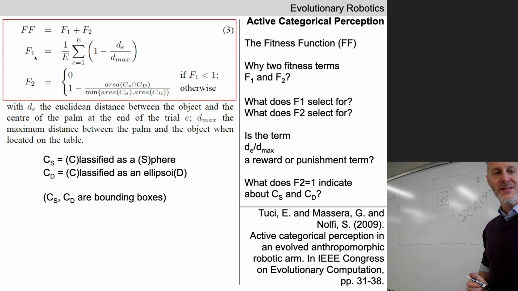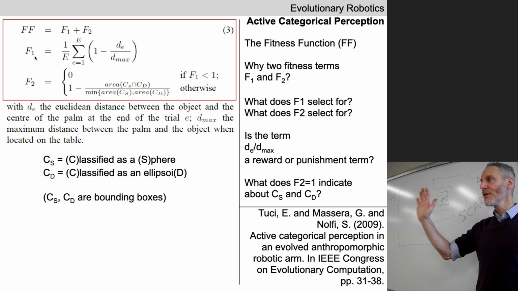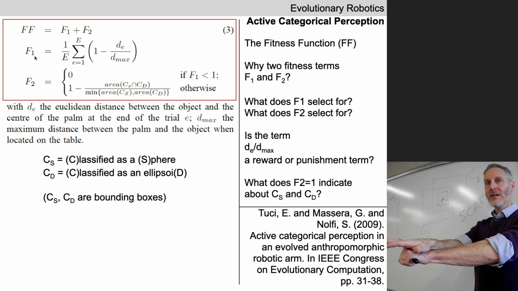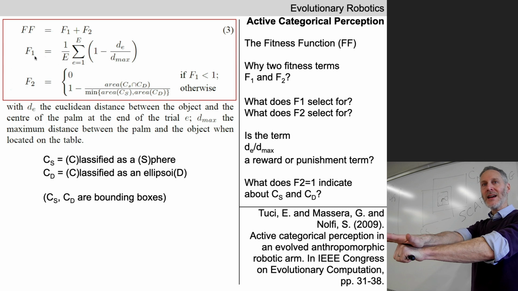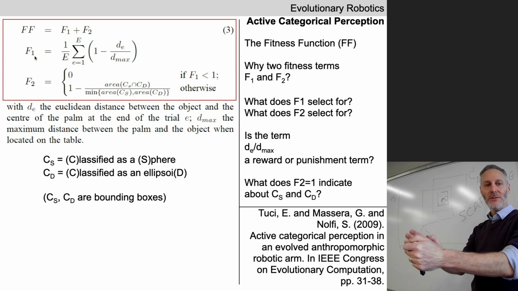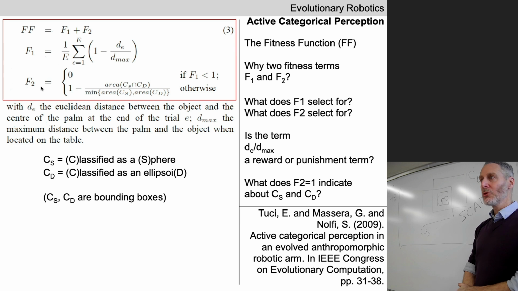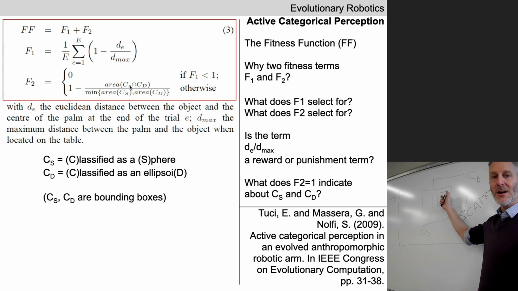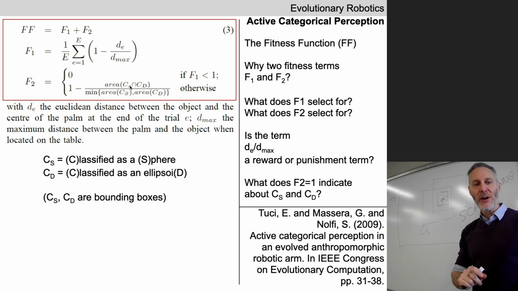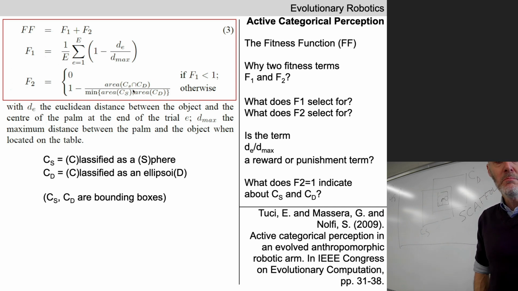Okay, so F1 is a scaffolding term. It's going to evolve CTRNNs that keep the palm in contact with the object as much as possible. And then F2 is going to reward the robot for active categorical perception. Specifically, it's going to reward for less and less, there's the minus sign, less and less of this thing, less and less overlap between C sub S and C sub D. Why are they dividing or normalizing this term by the minimum of the two areas? Why not just leave it as minimize the intersection between them?